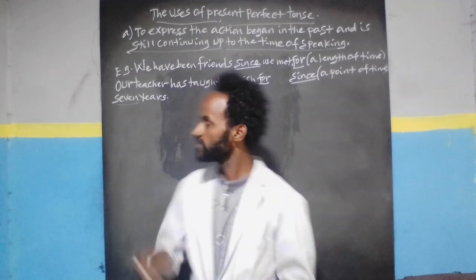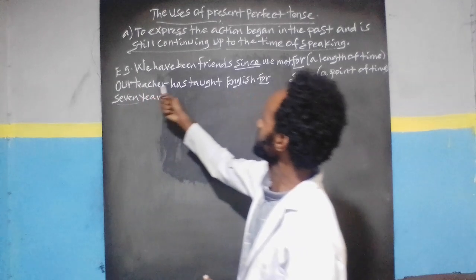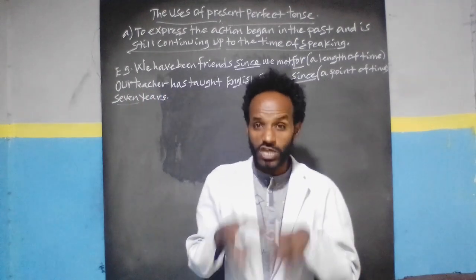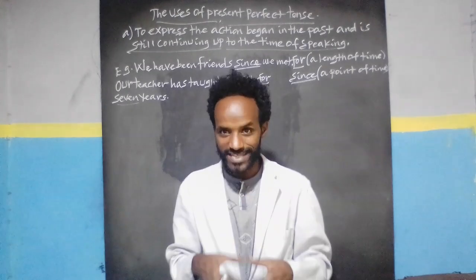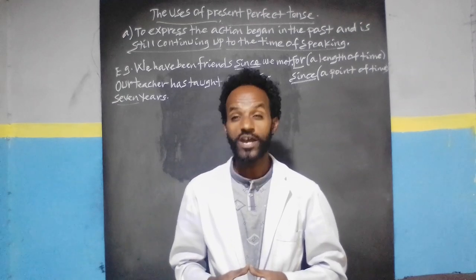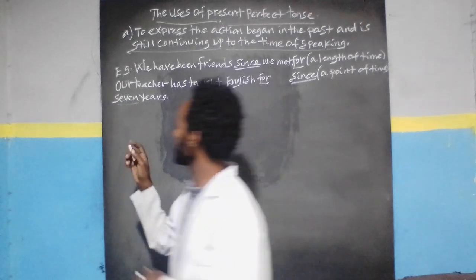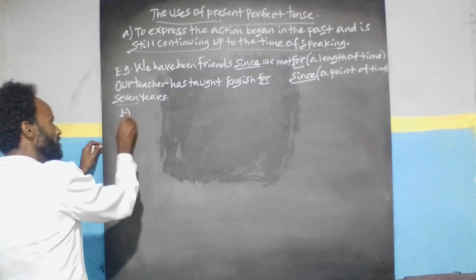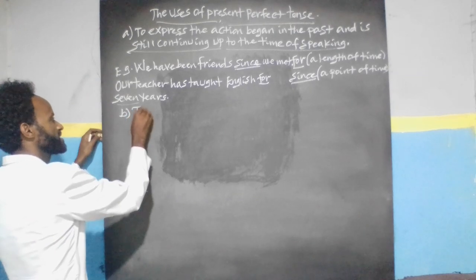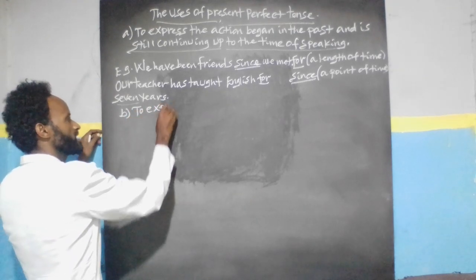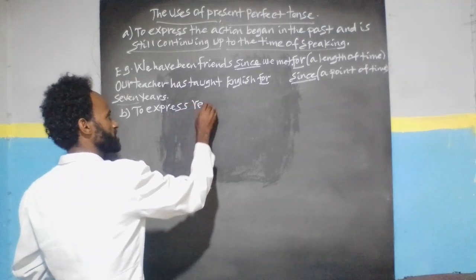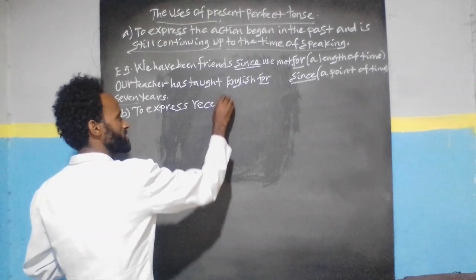What does it mean? When we say our teacher has taught English for 7 years, it means he is teaching English at this moment, right now. So this is the first function of the present perfect tense. The second function of the present perfect tense is what? It is used to express or indicate a recently completed action.